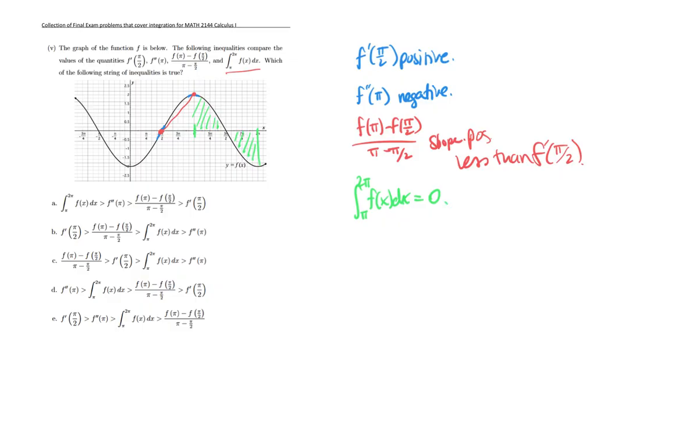Okay, so if I want to order them from greatest to least, the biggest one would be f prime of pi over 2. And that's bigger than this guy here, f of pi minus f of pi over 2 over pi minus pi over 2. And that is greater than 0, which is the integral from pi to 2 pi of f of x dx. And that is greater than that negative one, which is f double prime of pi.